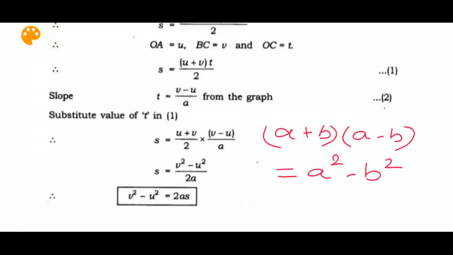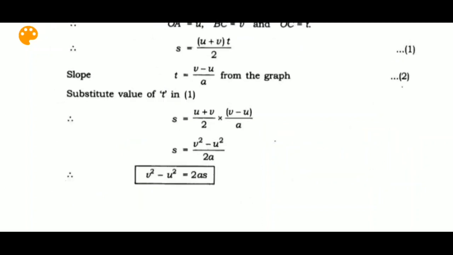Now we know the algebraic identity a plus b into a minus b is equal to a square minus b square. Therefore, in place of v plus u into v minus u, we will write v square minus u square. So on cross multiplication, it will be v square minus u square is equal to 2as, which is the third equation of motion, where v is the final velocity, u is the initial velocity, a is acceleration, and s is the distance travelled by the object. So this is the derivation of the third equation of motion by the graphical method.